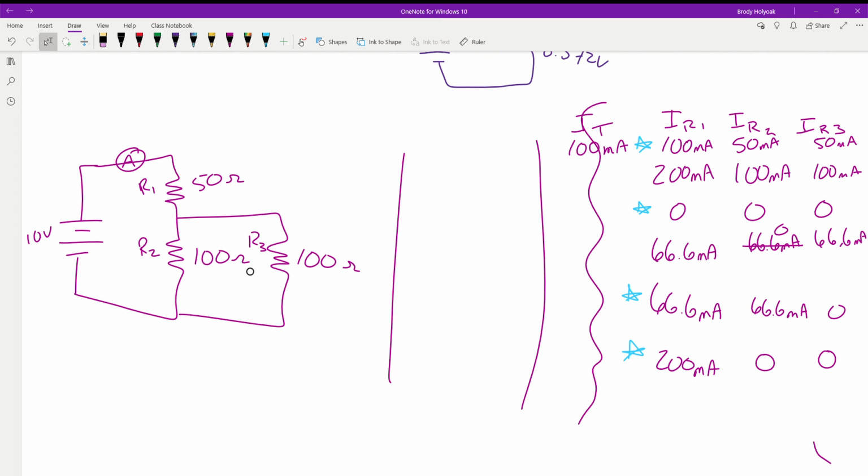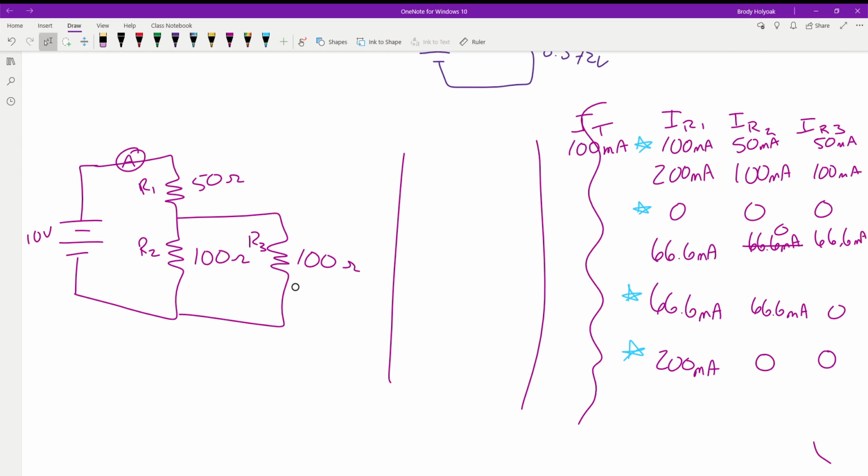This one, we're seeing 66 milliamps going through R1, and we're seeing the same going through R2. So if they're the same current, what does that mean? They're in series. How do we get R1 and R2 in series? Opening this one. Because if this one's gone, now those two are directly in series. So look for those clues. If you have the same currents, they're going to be in series. If you have the same voltages, what does that mean? You're going to have things in parallel.